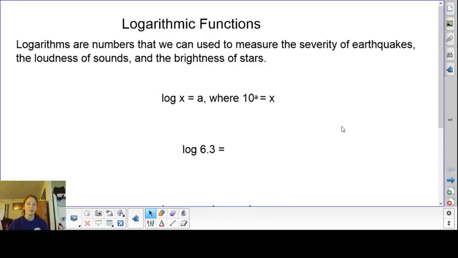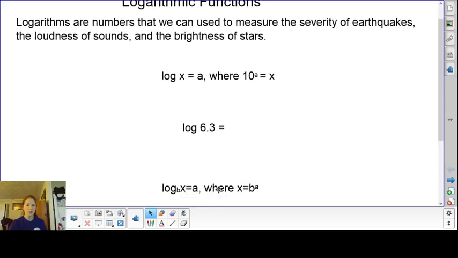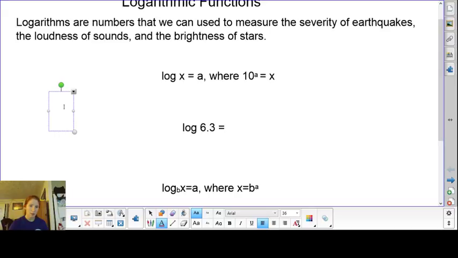Alright guys, so today we're going to talk about logarithms. These are specific function operations that allow us to measure things like earthquakes, sound levels, so decibels, and brightness of stars. So I'm going to type this first little thing up right here.